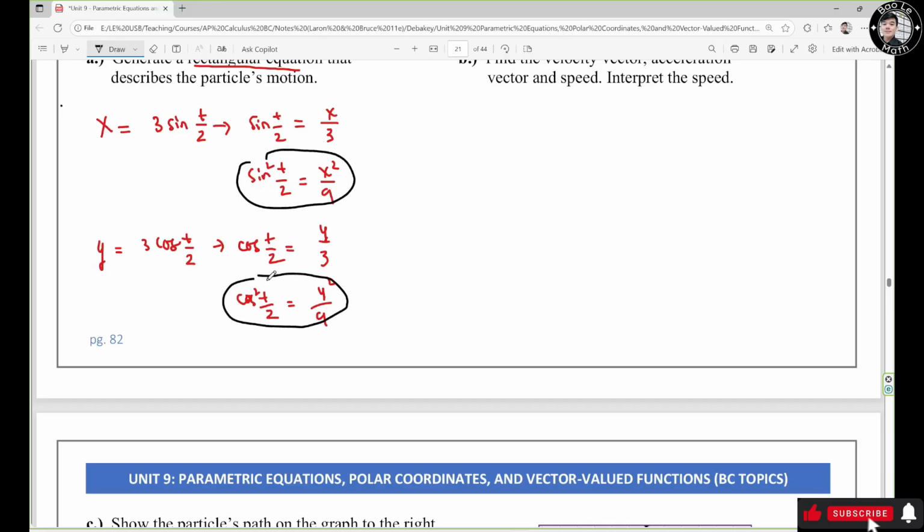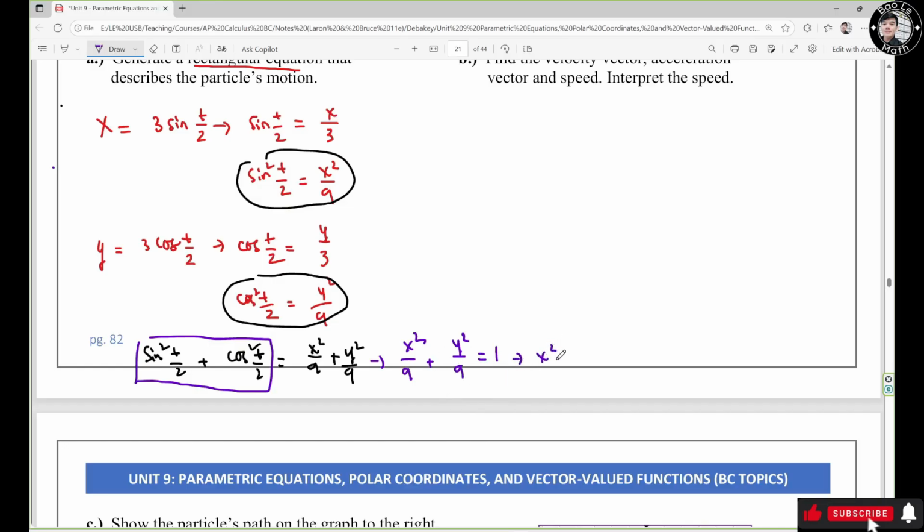Now I'm going to add these up vertically. So what should I have? I have sine squared of t over 2 plus cosine squared of t over 2 equals x squared over 9 plus y squared over 9. But the left side equals 1, so I have x squared over 9 plus y squared over 9 equals 1. I'm going to multiply both sides by 9, so I have x squared plus y squared equals 9.